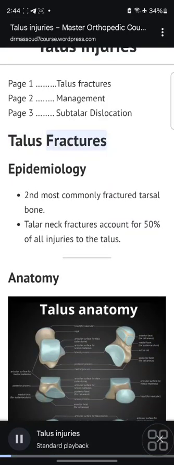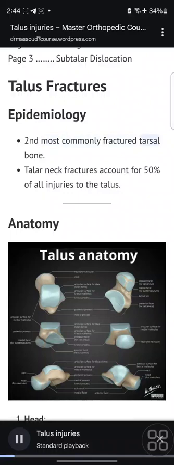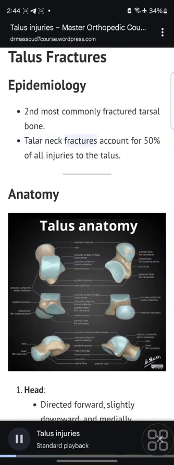Talus fractures. Epidemiology. Second most commonly fractured tarsal bone. Talar neck fractures account for 50% of all injuries to the talus.